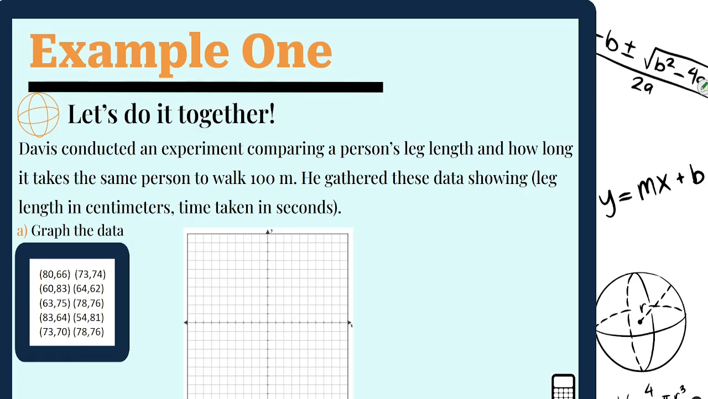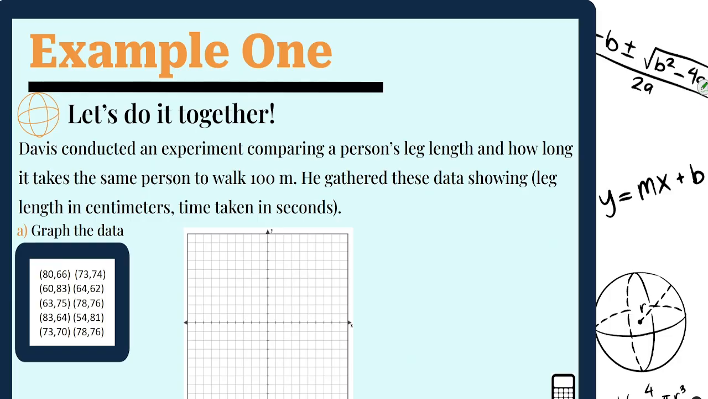Let's try an example together to see if we can spot a correlation. Davis conducted an experiment comparing a person's leg length with how long it takes the person to walk 100 meters. He gathered these data showing leg length in centimeters and time taken in seconds. Graph the data. So here's a perfect example of you're going to have to make a scatter plot. We need to properly label our graph.